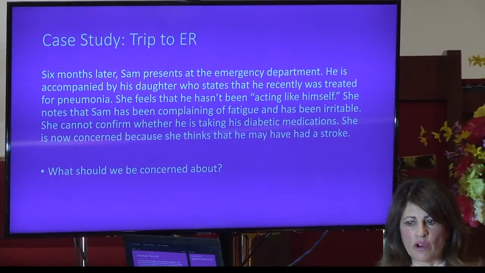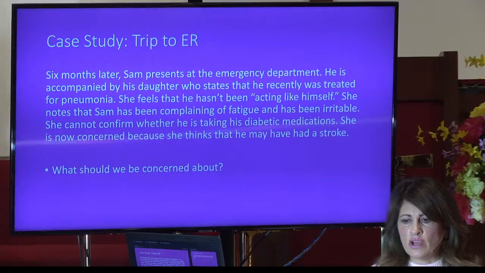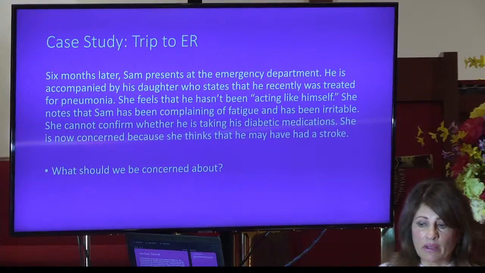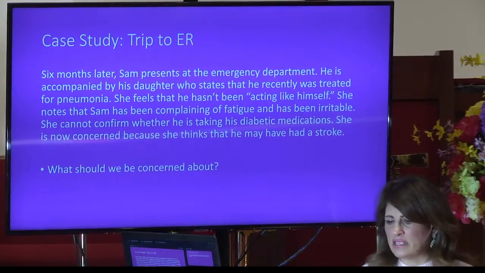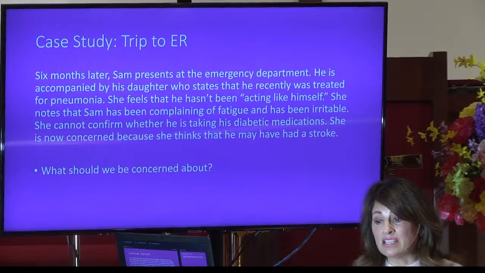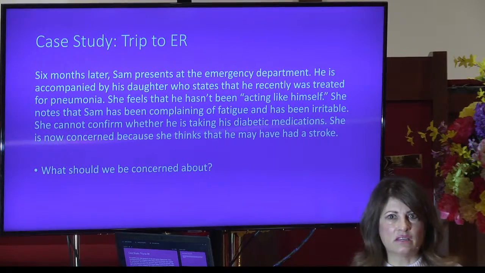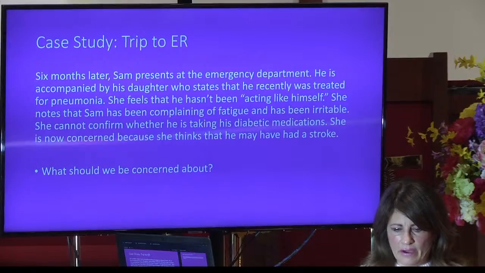Now the person's more at risk. They're not back to their baseline. So she feels that he hasn't been acting like himself. She notes that Sam has been complaining of fatigue and has been irritable. She cannot confirm whether he's taken his diabetic medications. She is now concerned because she thinks he might have had a stroke because he's not right. What should she be concerned about?